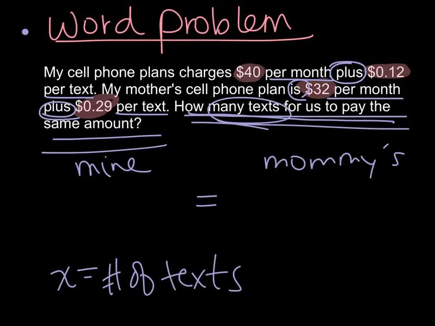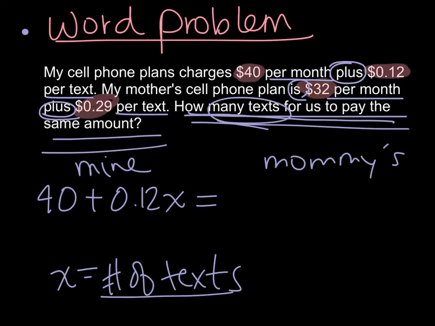Then I want to write my equation, the hardest part of all. So my equation is I pay $40 per month plus 12 cents per text. That's my x, right? Number of texts. That's my side. My mom, she pays $32 a month plus 29 cents per text, okay? That's my x. And then I solve. There's my equation. That's the hardest part, y'all. And now you gotta solve.